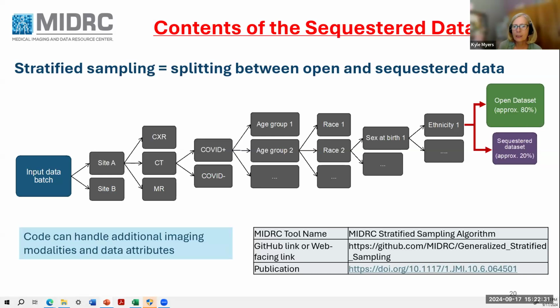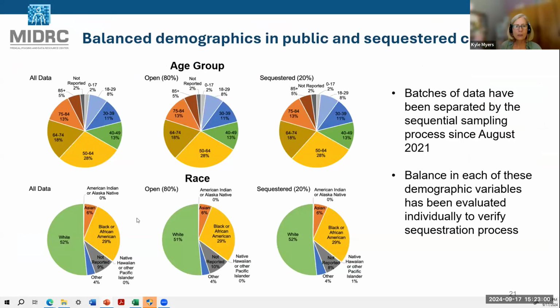Now, this is what we are doing in MIDRC. You can do this too for entirely different application areas where you know what is most important for you in terms of ensuring that the data that you use to develop and validate your algorithm are similar in the right way to the data that is used for testing. So we have put out a generalized version of this code in order for this to be modified for general use. The other thing that we can do, of course, is to put to work our Jensen-Shannon divergence calculator to demonstrate that the open and the sequestered data are similar.